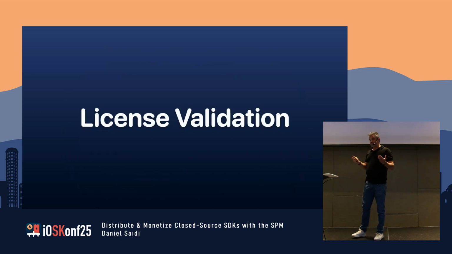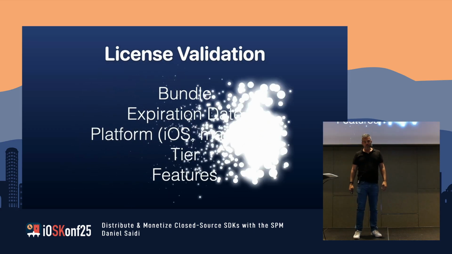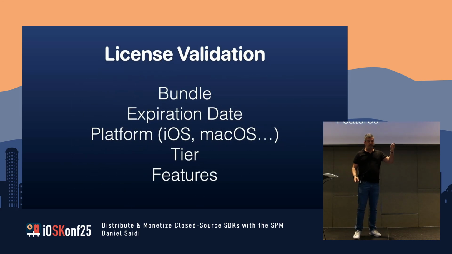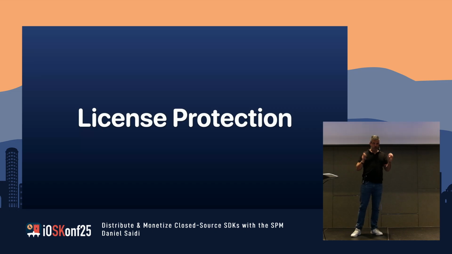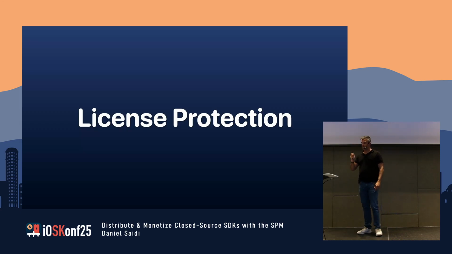So with this license registered, we can do a lot of validation on device. So we can, for instance, check for the bundle. Can this license be used with this product? Has this license expired? Can this license be used on iOS? This lets me model my license offering in different ways. And we also have tiers and features. So with this in place, we can now use the Swift language to protect our SDK in really nice ways. So we can actually use Swift to make it impossible to use features that you don't have access to.